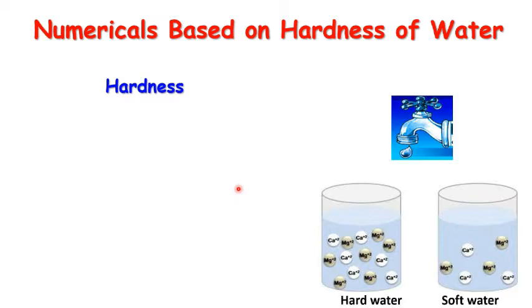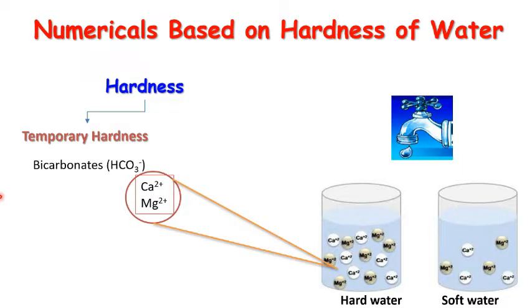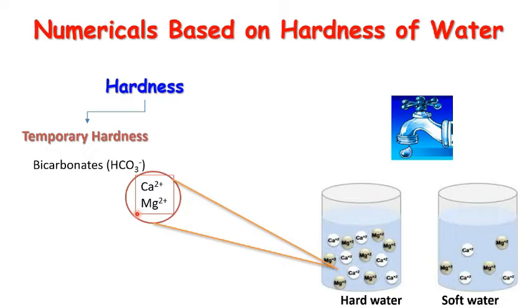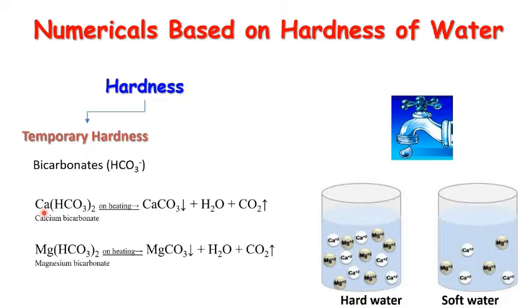And hardness of water is basically of two types. One is temporary hardness, which is caused by the bicarbonates of calcium and magnesium. It is called temporary hardness because it can be removed simply by boiling. The reactions involved in temporary hardness are represented over here. Calcium bicarbonate and magnesium bicarbonate, on heating, convert into calcium carbonate and magnesium carbonate plus water and carbon dioxide. Since carbon dioxide is a gas, it is evolved from the water, and calcium and magnesium carbonates are insoluble salts, so they settle down at the bottom of the vessel. That is why bicarbonate hardness is also known as temporary hardness.